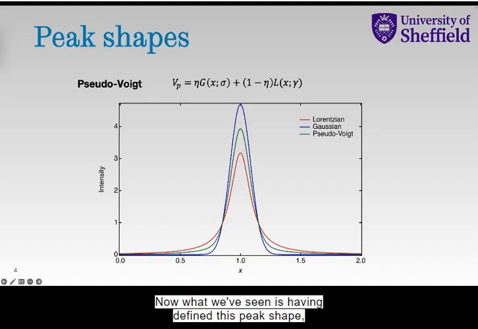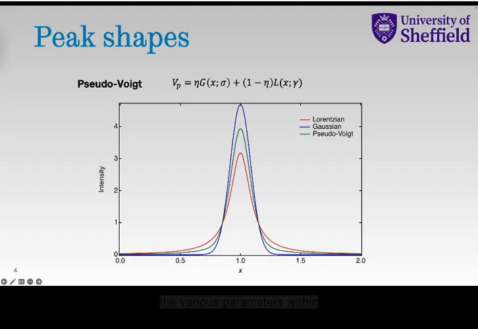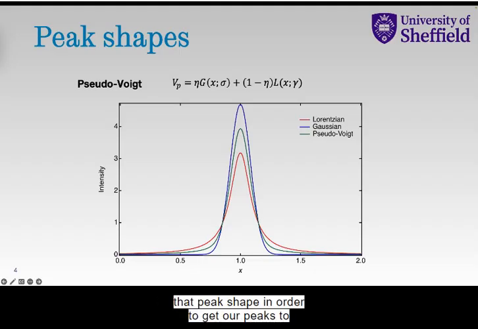So now what we've seen is, having defined this peak shape, we're then going to go about refining the various parameters within that peak shape in order to get our peaks to match up with the observed peaks in the diffraction pattern. And those things are the position, the intensity, and the width. So we're going to now think about these each in turn in more detail and the various physical parameters that relate to each of those terms.